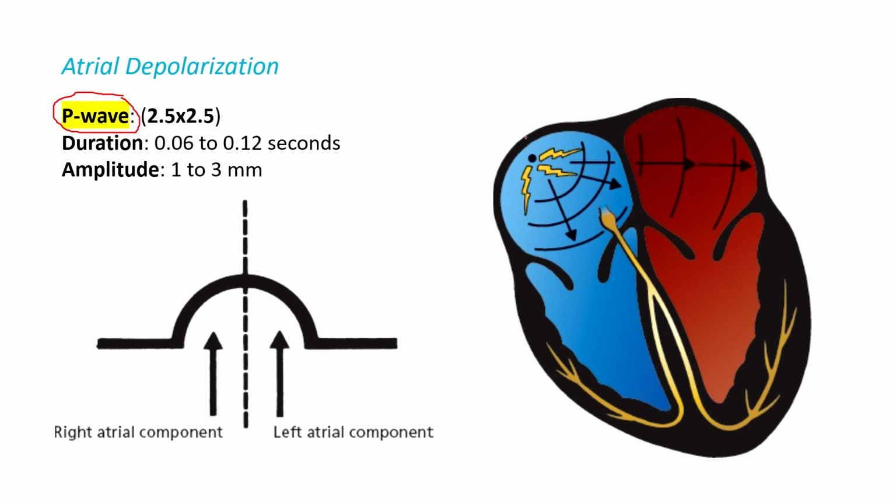And for each wave, we have two things: one is duration, one is amplitude. The duration of the P wave should be between 0.06 to 0.12 seconds. And the amplitude should be between 1 to 3 millimeters. But I've made something that you can remember easily: the rule of 2.5 by 2.5.